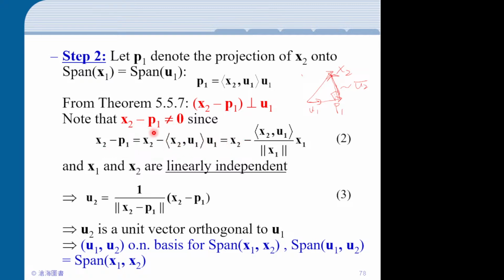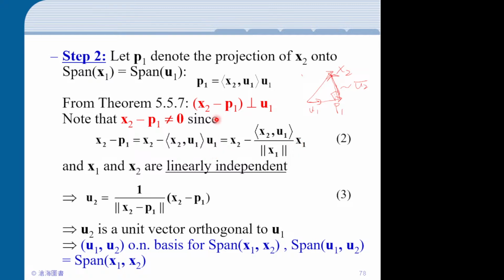Okay, so X2 minus P1. So we go back to linear independence of X2 and X1, because U1 is proportional to X1. And anyway, we write this X2 minus P1 as some linear combination of X2 and X1. So X2 minus P1, and P1 is proportional to U1 and U1 is proportional to X1. So this is a linear combination of X2 and X1.